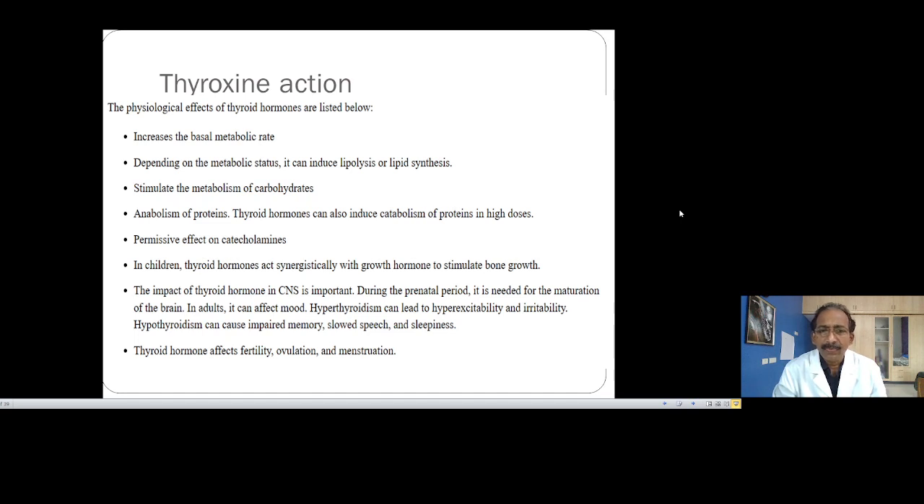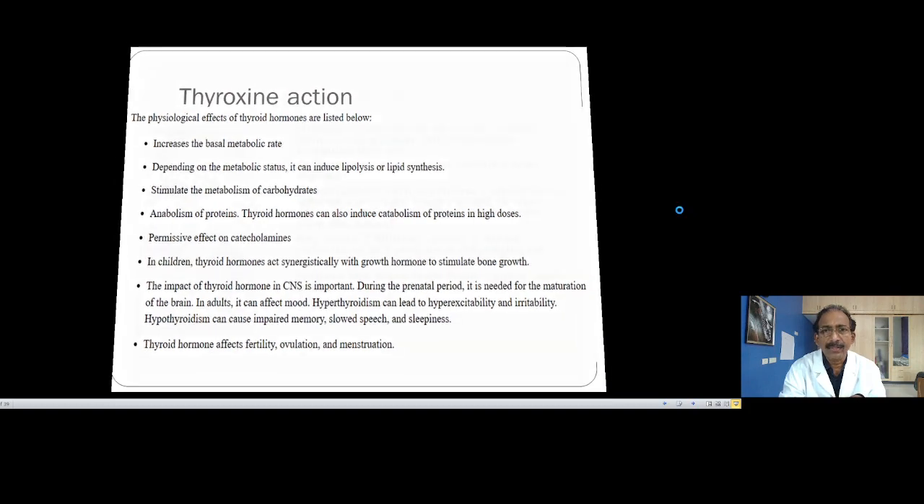It has a profound effect on the central nervous system of individuals who have low thyroxine, and when it comes to the mother, it can affect the fetus. So thyroid level is very important for fetal neural maturity as well as neural functions. Thyroid hormone also affects fertility, ovulation, and menstruation. So usually the thyroid function test is a routine test called for in the workup of infertility, ovulation, and menstrual irregularities.